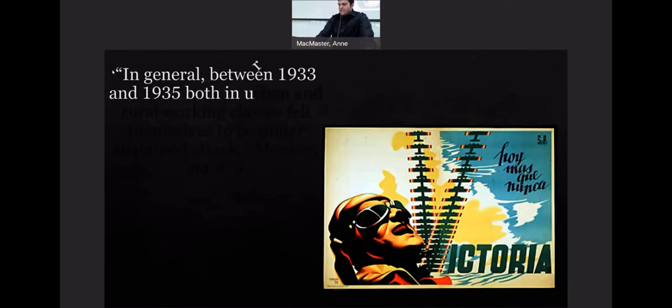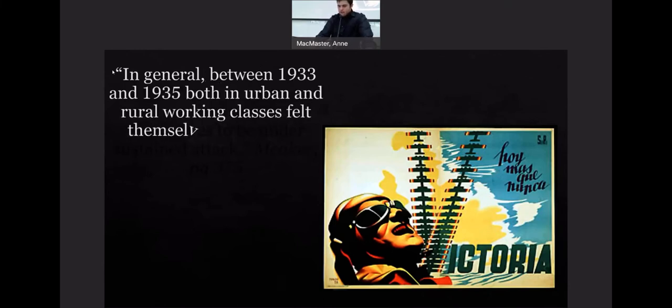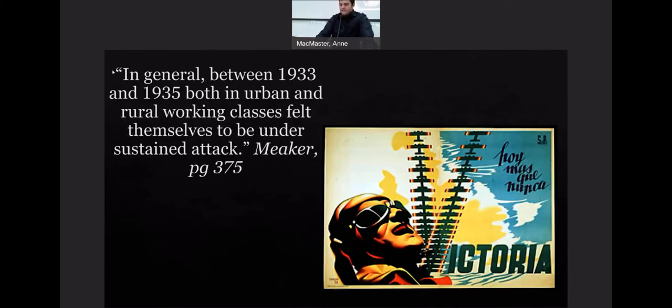In general, between 1933 and 1935, both the urban and rural working classes felt themselves to be under sustained attack. This political shift back to the right is when war became inevitable. So in accordance with dynamic differential theory, the public who had been granted equal power to that of the elites saw their newfound power declining, and this is when open class conflict began to break out. However, this isn't actually the Spanish Civil War. That was started 3 years later.